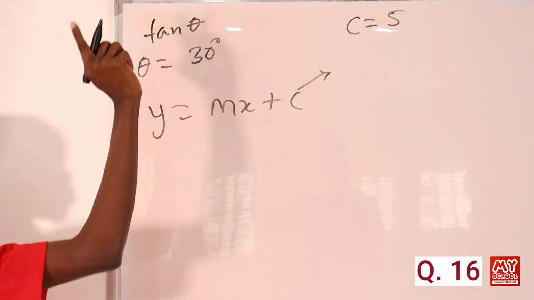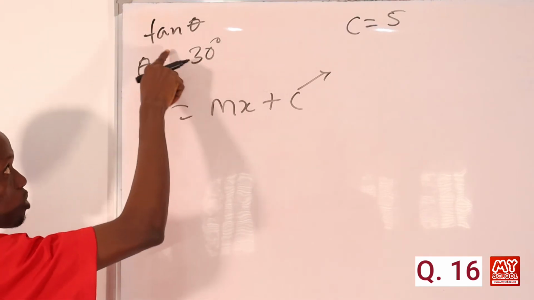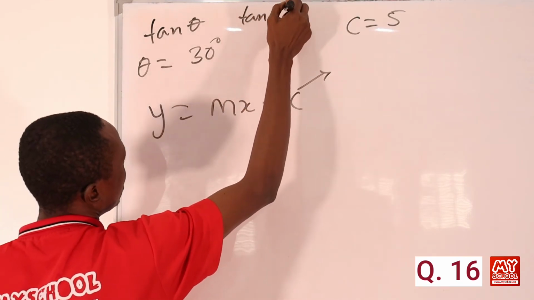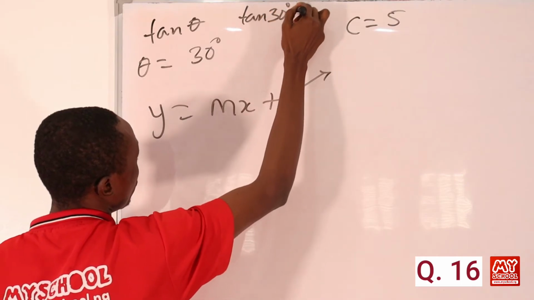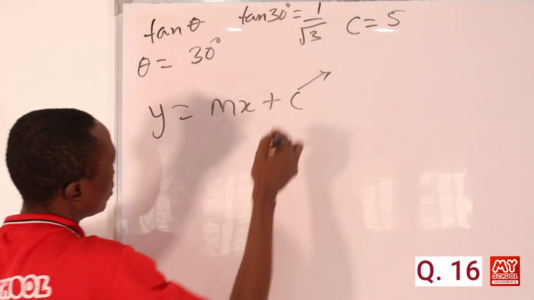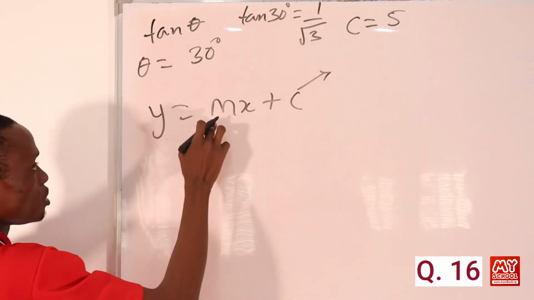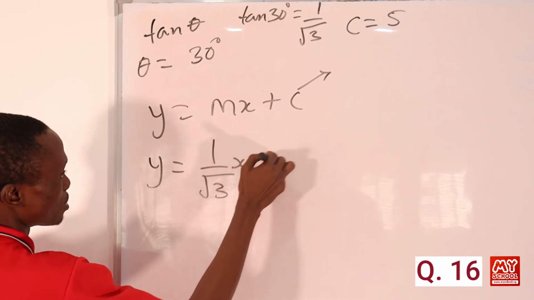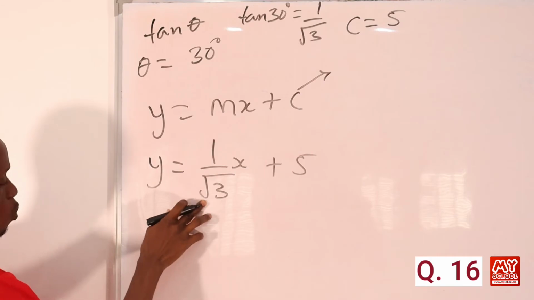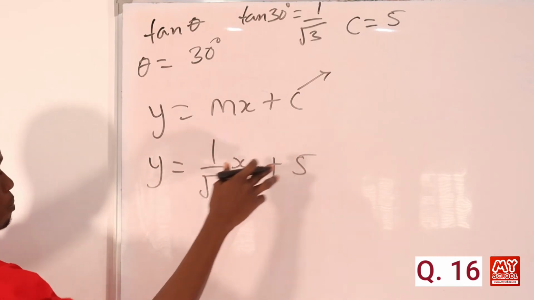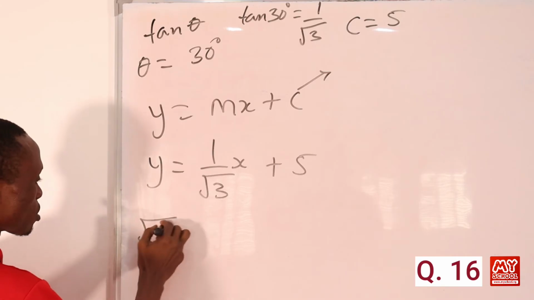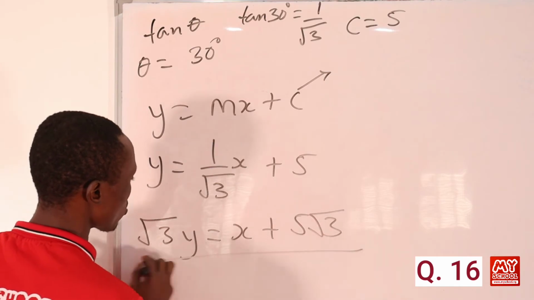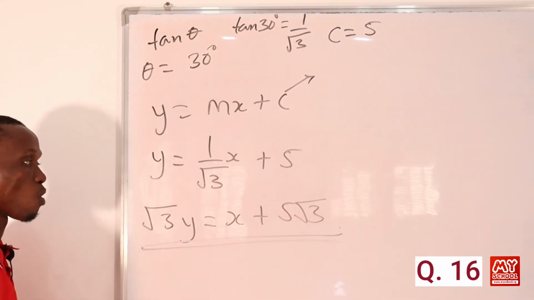Since we know that tan theta is equal to the gradient and we are given an angle of 30 degrees, then we can get the value of tan. So tan 30 degrees is equal to 1 over root 3. Okay, so we just substitute that value into this equation, so that y is equal to 1 over root 3 x plus 5. Now we can't leave this like this, so we simply multiply both sides by root 3. If we do that, we'll have root 3y equal to x plus 5 root 3. So this is the equation of the straight line.